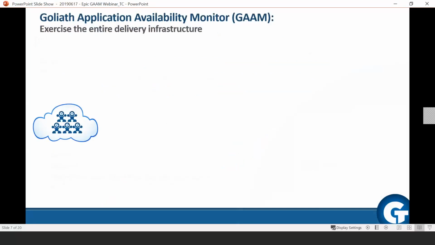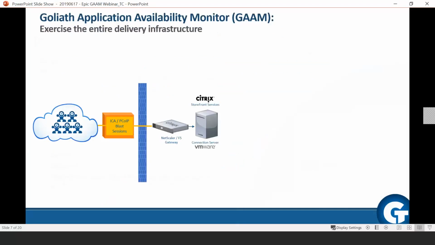So how did we achieve that? I'm going to introduce to you now, if you look at the top of the screen, the Application Availability Monitor, which exercises the entire delivery infrastructure. Now I'm going to put together a semi-annoying build slide, but bear with me here. If you're moving from left to right, you see the little G-men.